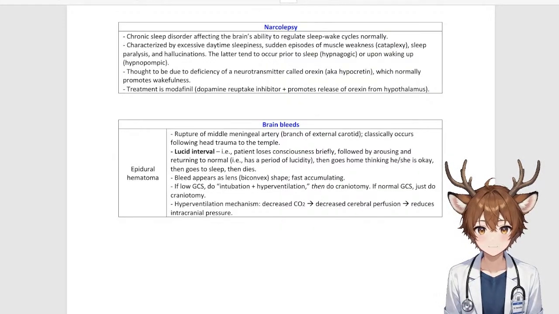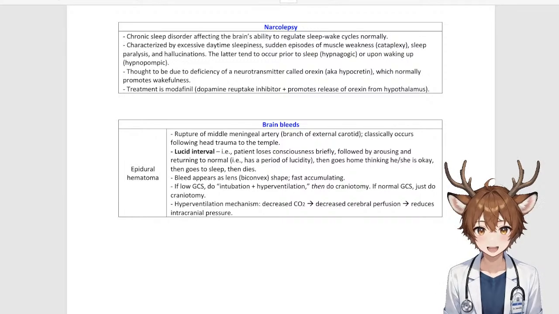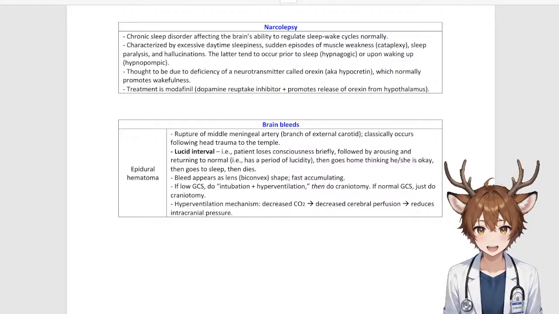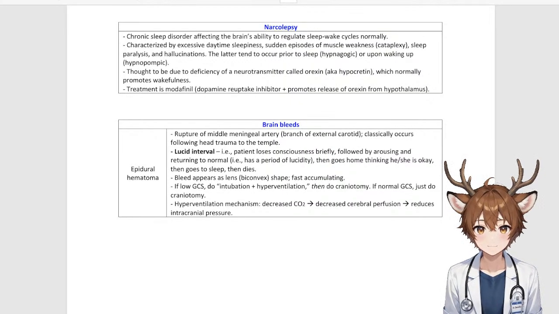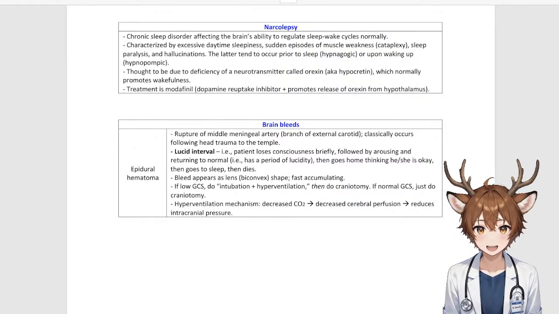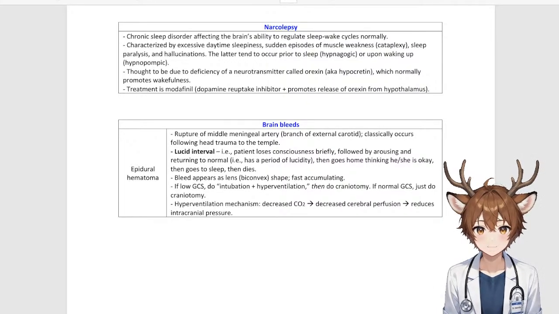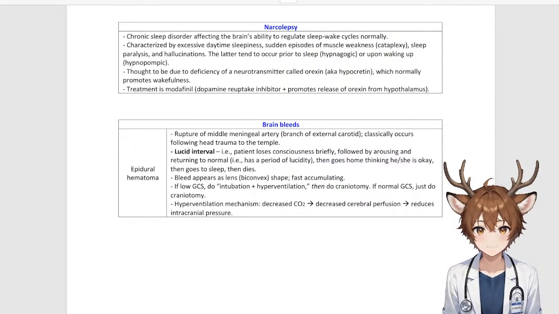Brain bleeds. Epidural hematoma, rupture of the middle meningeal artery, branch of the external carotid, classically occurs following head trauma to the temple. Lucid interval, that is to say, patient loses consciousness briefly followed by arousing and returning to normal, has a brief period of lucidity, then goes home thinking he or she is okay, then goes to sleep, then dies. Well, that's not desirable. Bleed appears as a lens, biconvex, fast accumulating. If low GCS, do intubation plus hyperventilation, then do craniotomy.